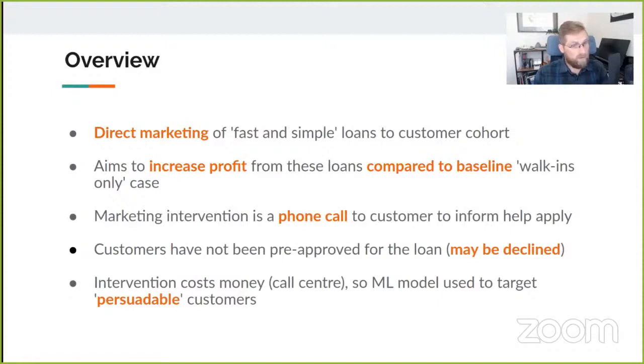And critically, we're going to assume here that the customers being targeted for the intervention have not necessarily been pre-approved for the loan. So they may subsequently be declined when they apply for the loan. And this will be relevant for the harms and benefits later.